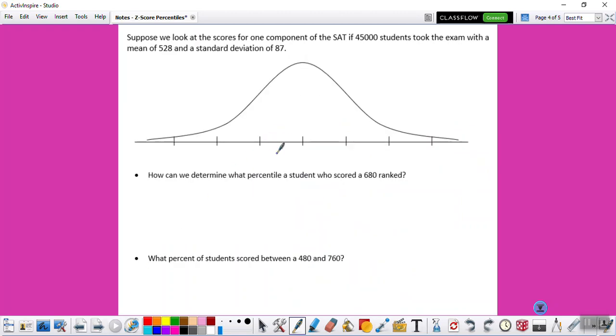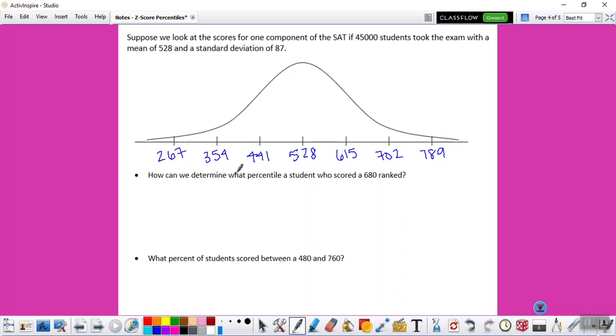Suppose we look at the scores for one component of the SAT. If 45,000 students took the exam with a mean of 528 and a standard deviation of 87, so we're going to add 87 as we go up, subtract 87 as we go down. So as we would go up, we'd get 615, 702, 789, and as we subtract, we'd have 441, 354, and 267.